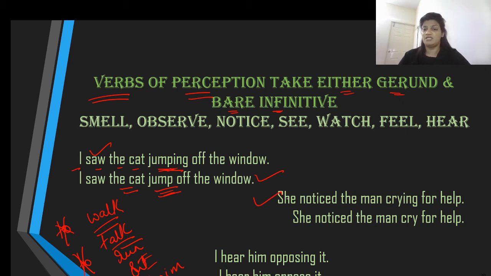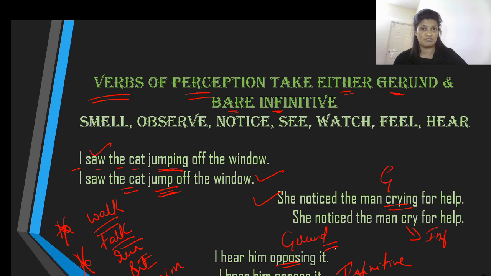Next one would be: she noticed the man crying for help, gerund. She noticed the man cry for help, infinitive. Similarly, I hear him opposing it, gerund. And here, I hear him oppose it, which is infinitive. So these are a few replacements of gerund and infinitives and a few usages of non-finite verbs.